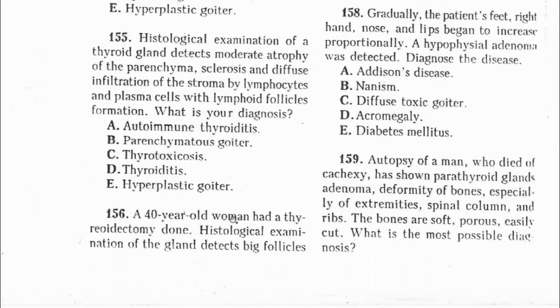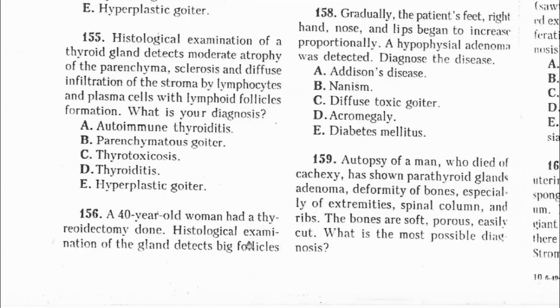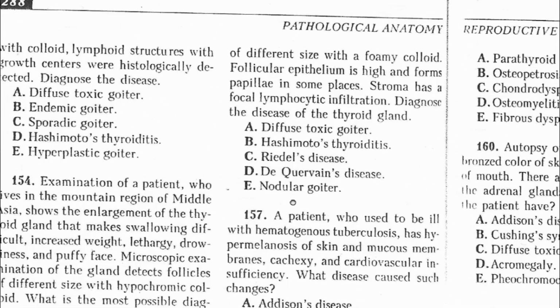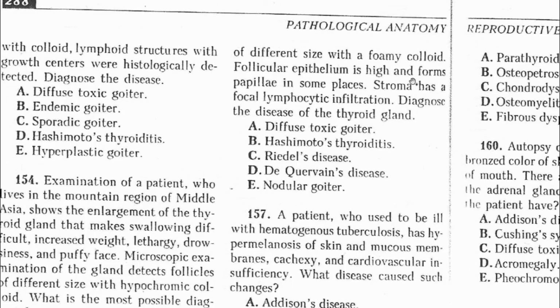156. A 60-year-old woman had a thyroidectomy done. Histological examination of the thyroid gland detects big follicles of different size with a foamy solid colloid. Follicular epithelium is high and forms papilla in some places. Stroma has a focal lymphocytic infiltration. Diagnose this disease of the gland.